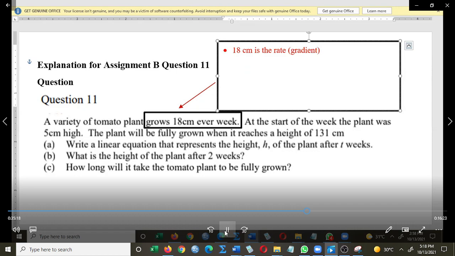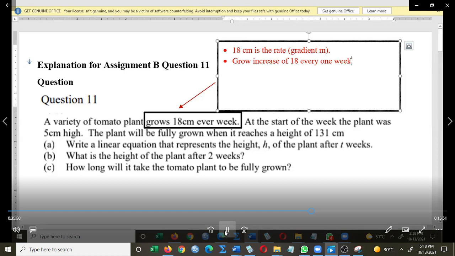And what can we say about that? It's every week. It grows. The word grow implies what? An increase. Increase of how much? 18 every week, isn't that so? Every 1 week. So that's the definition of gradient right there. That's our M, you know.